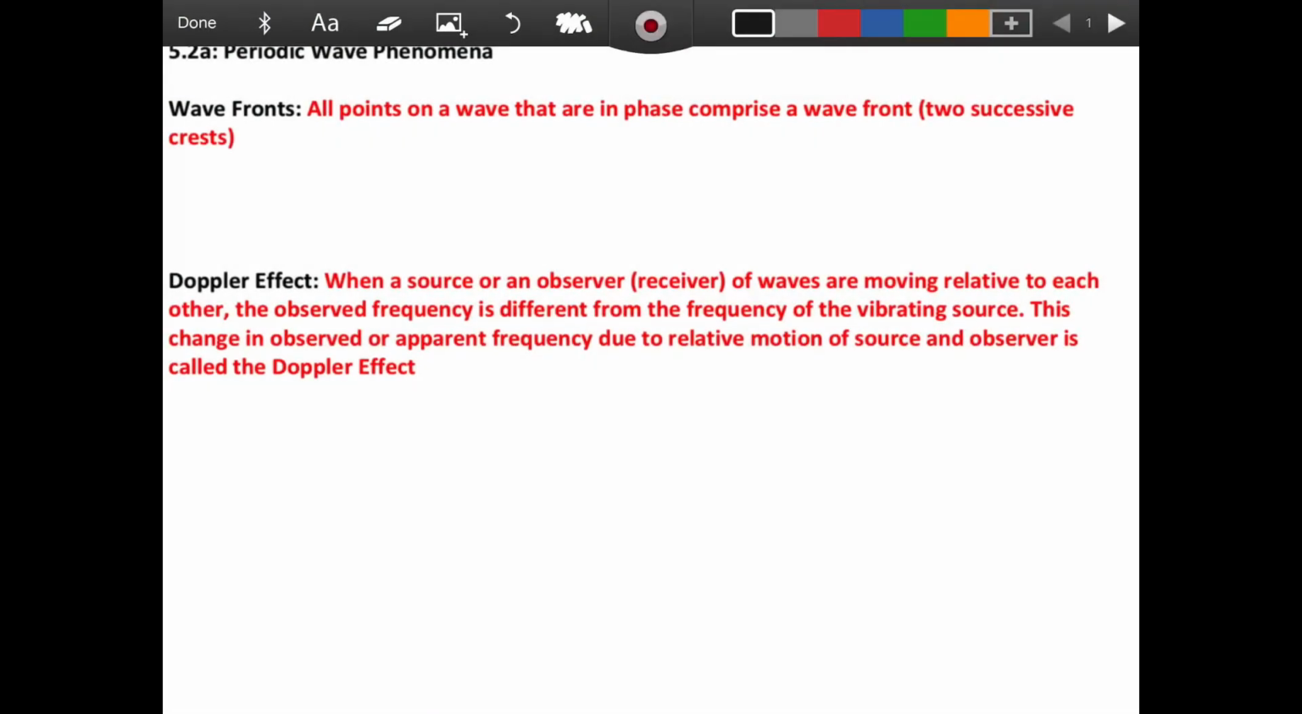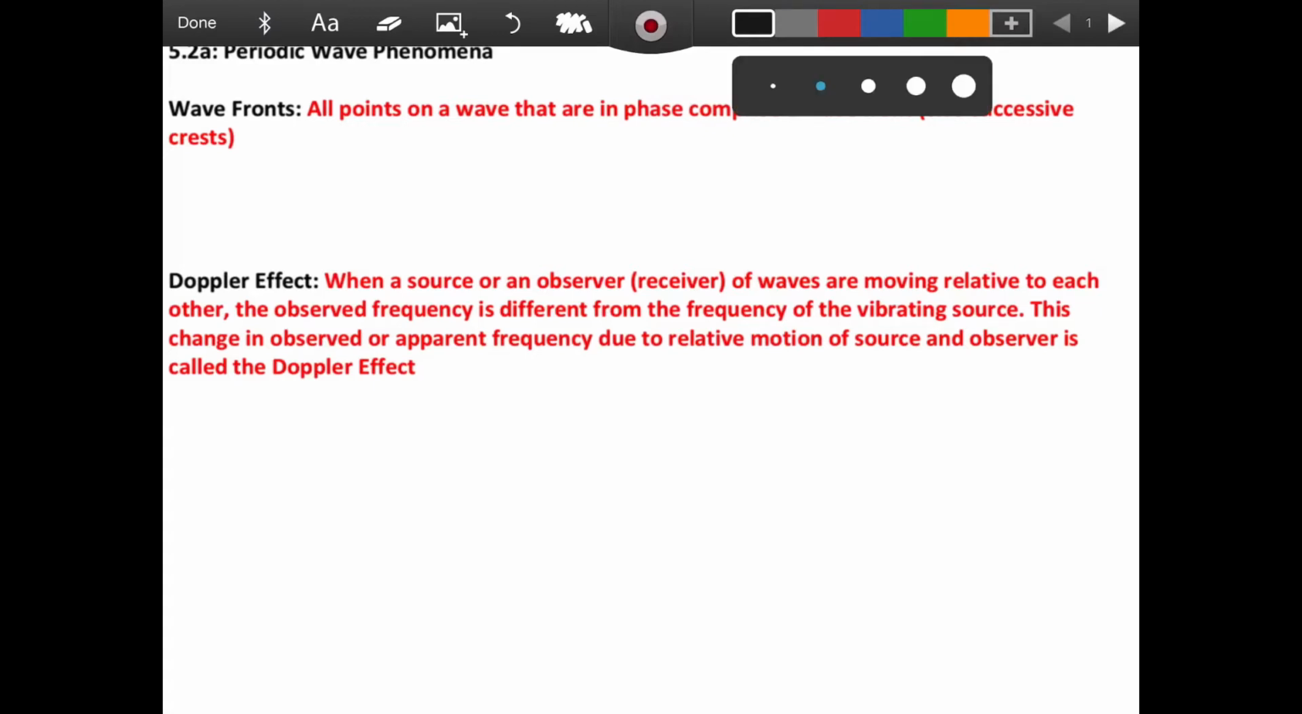Our next subtopic in our waves unit is 5.2, periodic wave phenomena. By observing two types of mechanical waves, transverse waves and longitudinal waves, we can really discover some characteristics and behavior of waves depending on the conditions they're under. And we're going to start diving into some of these different phenomena today.